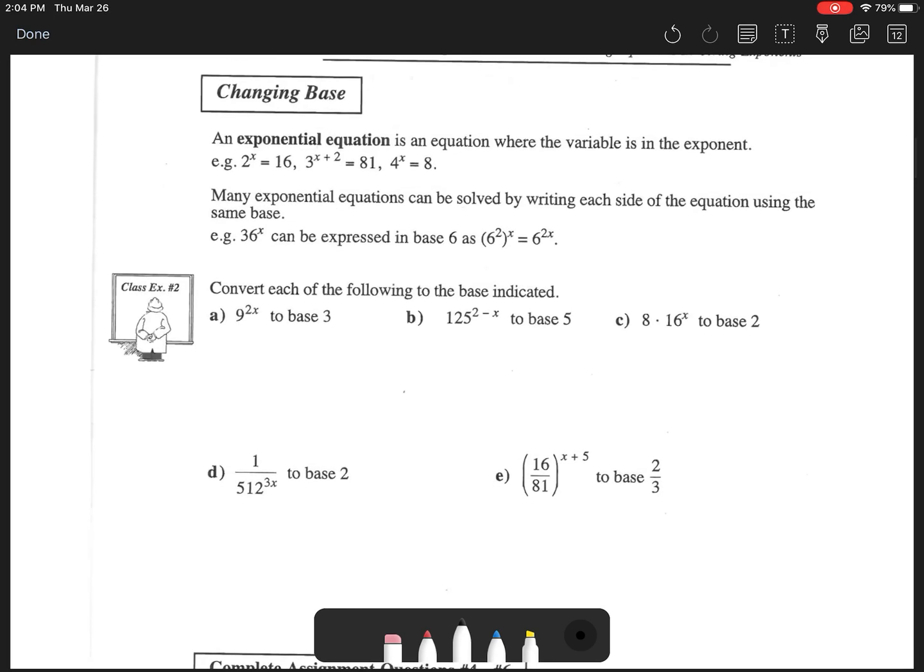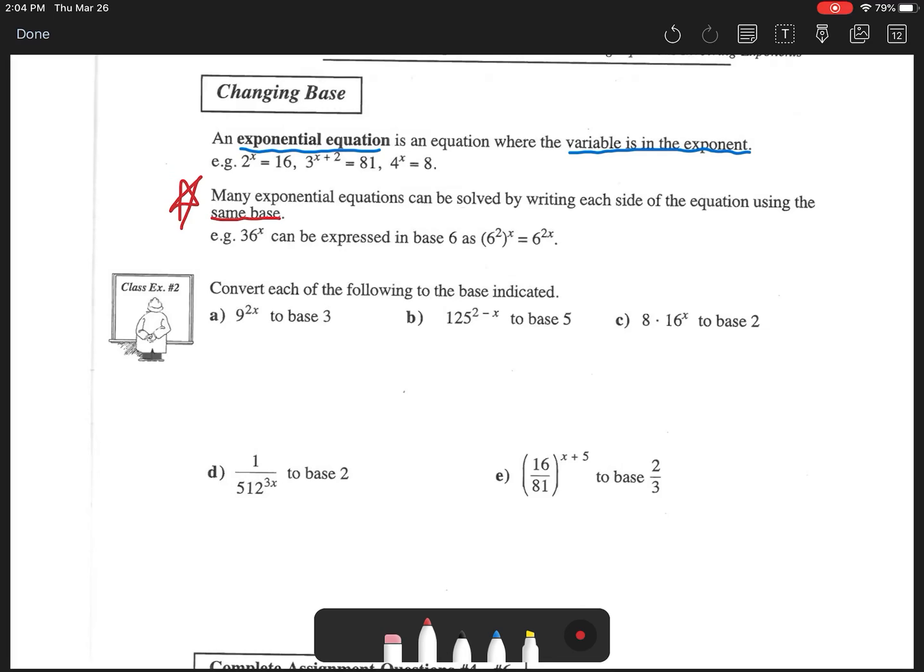Next page. So on the next page, they basically talk about what an exponential equation is, and it's probably a good idea if we just highlight what an exponential equation is, and underline those key points. So here's an exponential equation in bold, and it's an equation where, like I mentioned earlier on, the variable is the exponent. Another key point is the next step here, which says many exponential equations can be solved by writing each side of the equation using the same base.